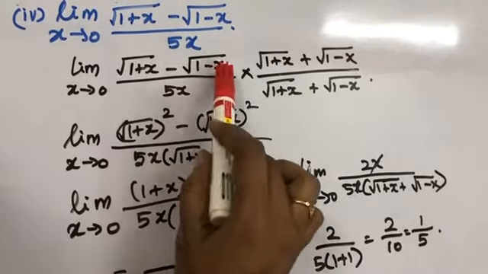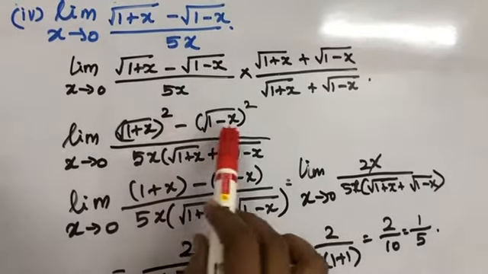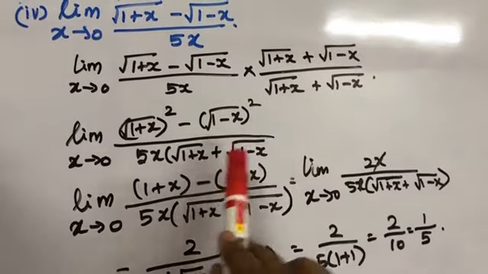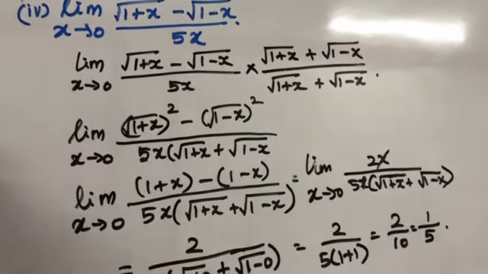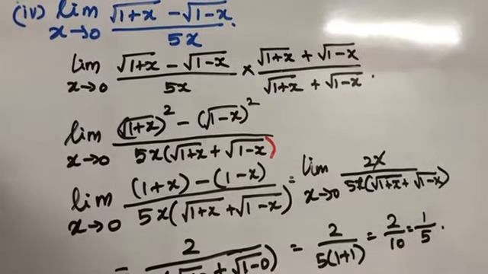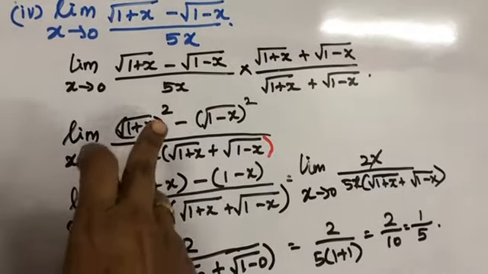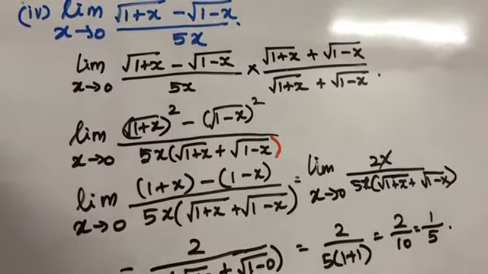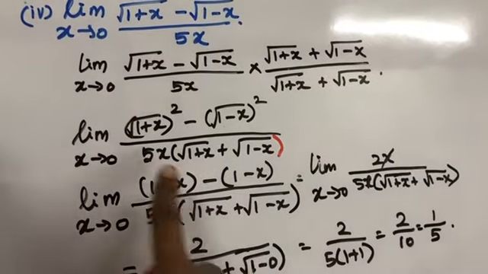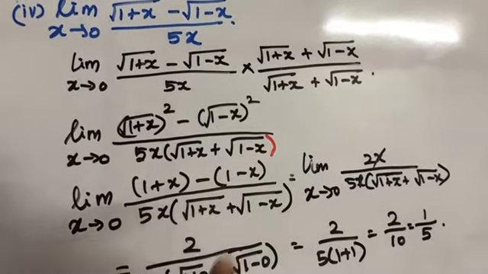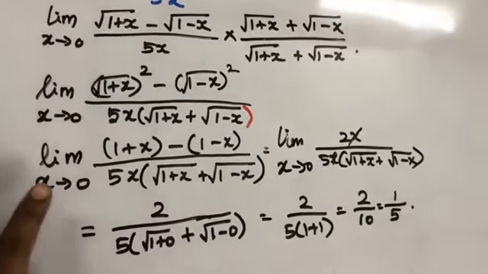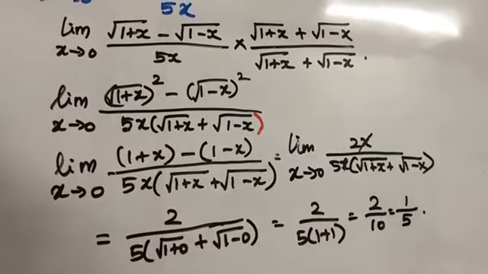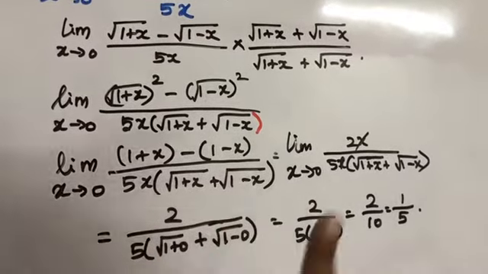Here a minus b into a plus b is a square minus b square, divided by 5x into square root of 1 plus x plus square root of 1 minus x. That is square root of 1 plus x the whole square, that will become 1 plus x. Square root of 1 minus x the whole square, that will become 1 minus x, divided by 5x into square root of 1 plus x plus square root of 1 minus x. Limit x tends to 0. This limit should be written till you apply the value. After applying the value, no need to write limit x tends to 0.